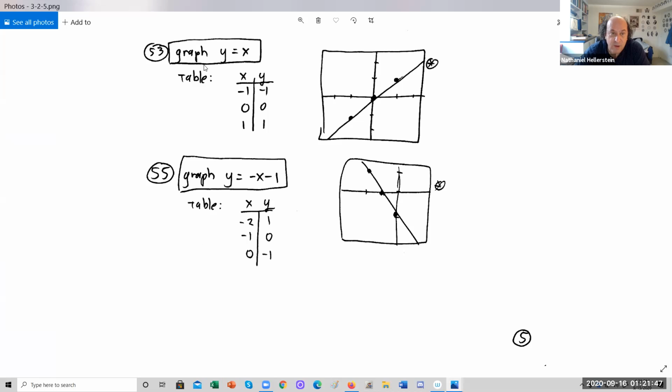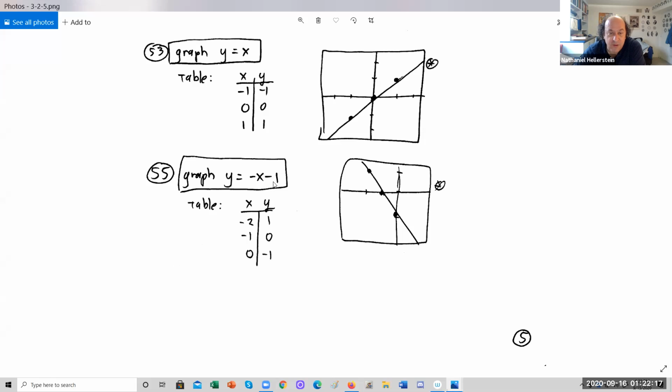All right, here we have graph y equals x. That's a simple enough thing. So we make a simple table. X is negative 1, 0, and 1. Y is the same thing, negative 1, 0, and 1. So here's the point negative 1, negative 1, like here. Here's the point 0, 0, as in here. Here's the point 1, 1, as here. And it's a diagonal line, going to the right, from lower left to upper right at 45 degrees through the origin.